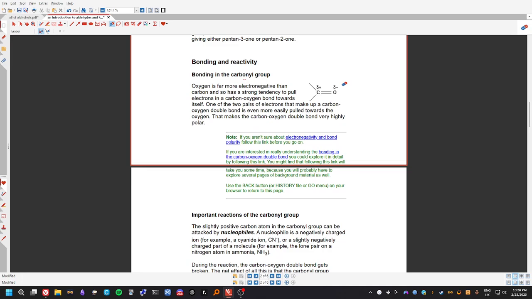There is a tendency to pull the electrons in a carbon oxygen bond towards itself. One of the two pairs of electrons that make up a carbon oxygen double bond is more easily pulled towards the oxygen. This makes the carbon double bond oxygen very highly polar. One of the two pairs is even more easily pulled compared to the other pair, which is also pulled but not as much, and that just makes this a very polar bond. We can learn more about it here.